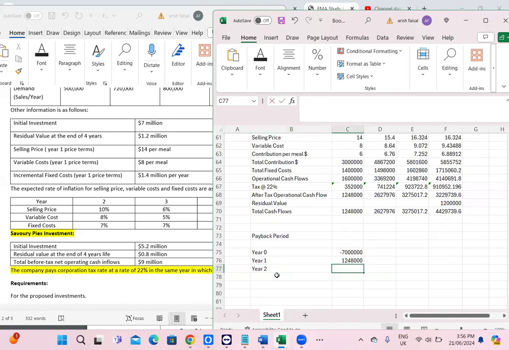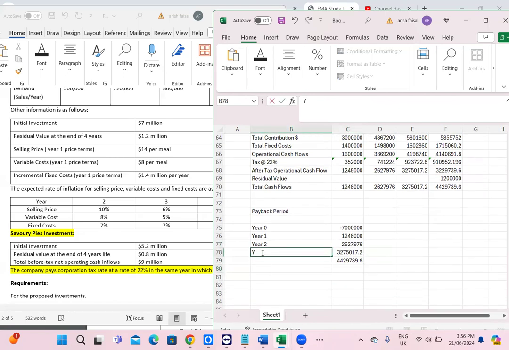In year 2, you got a cash flow of this. In year 3, you got a cash flow of this. And in year 4, you got a cash flow of this. So all the cash flows, whatever you have calculated, you just need to bring it down in a proper format, and we'll just label the years, right?